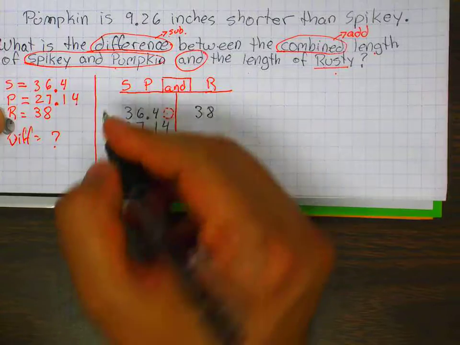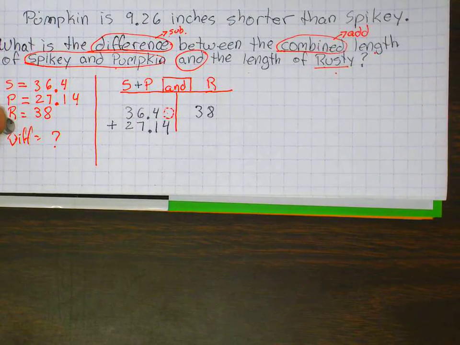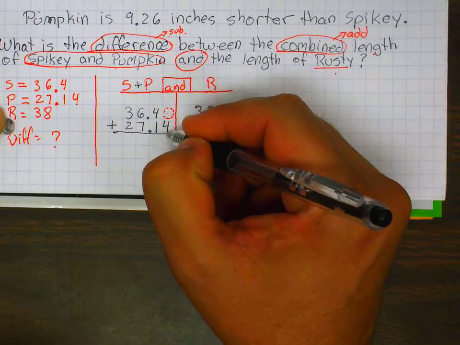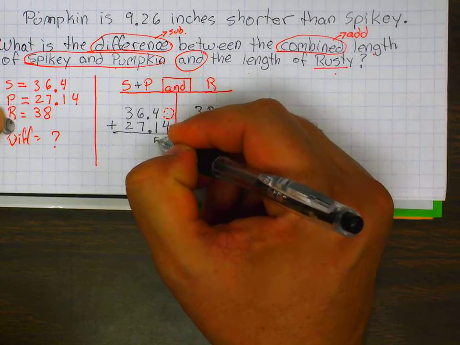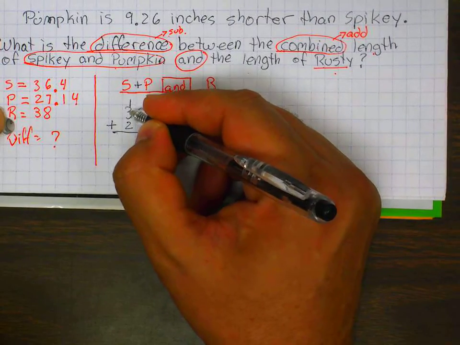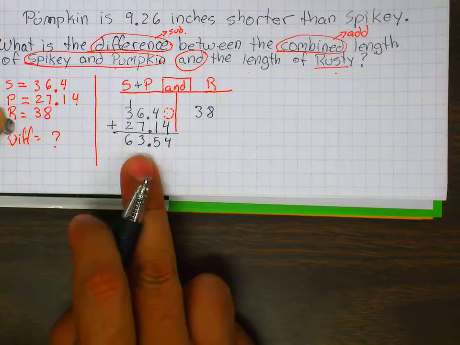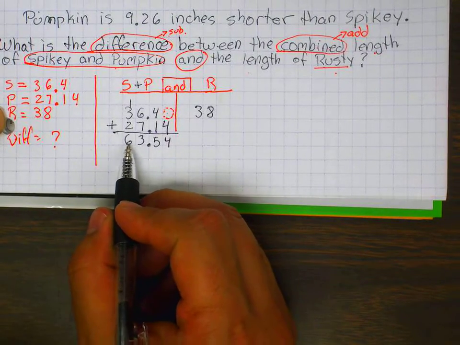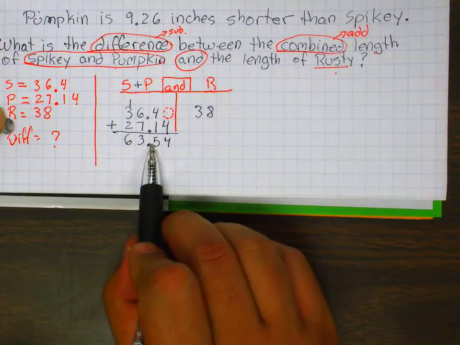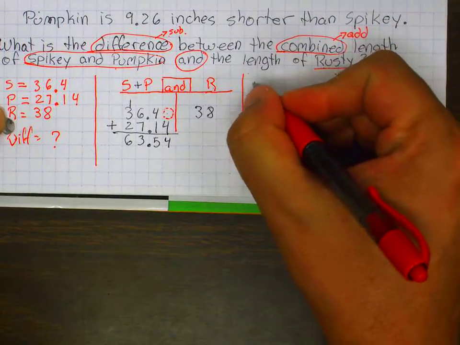So first of all, I need to add Spiky and Pumpkin because that's combined. And the word combined... 0 plus 4, 4. 4 plus 1, 5. My decimal point. 6 plus 7, 13, carry 1. 1 plus 3, 4 plus... I know the Spiky and Pumpkin have a combined length of 63 and 54 hundredths inches. Now I need to compare that to Rusty. I need to find the difference.